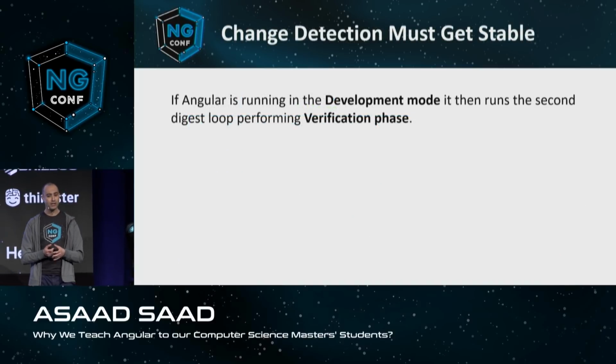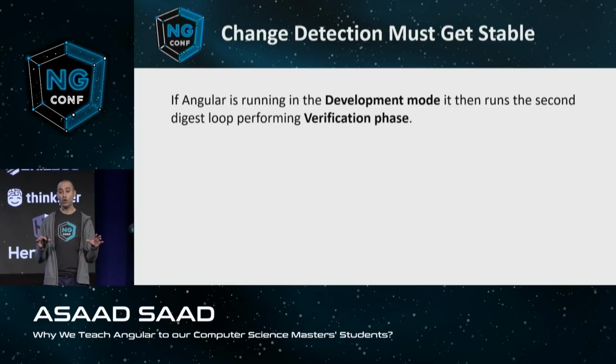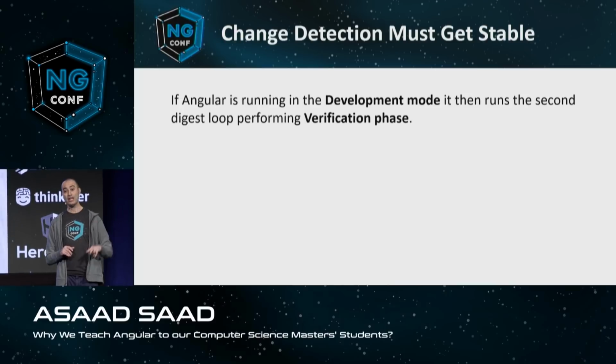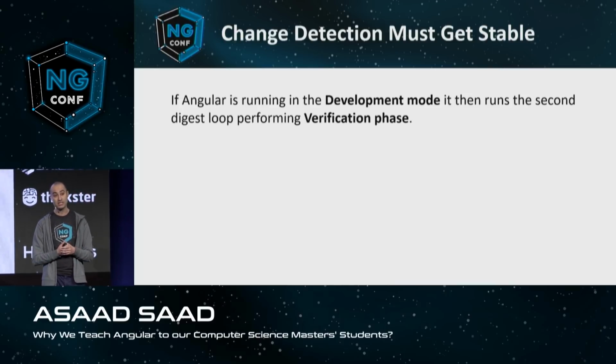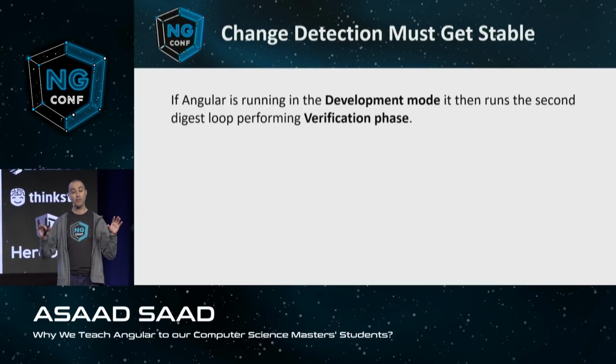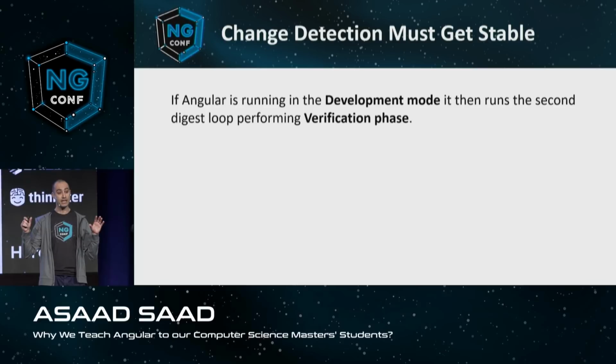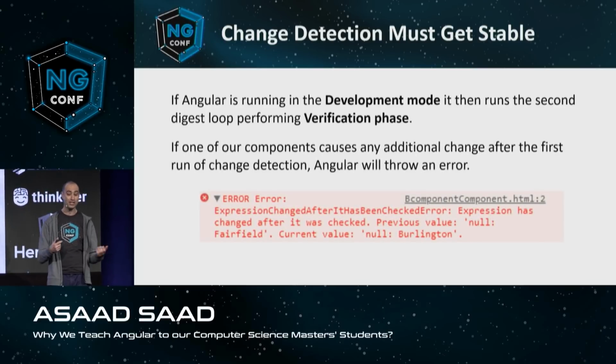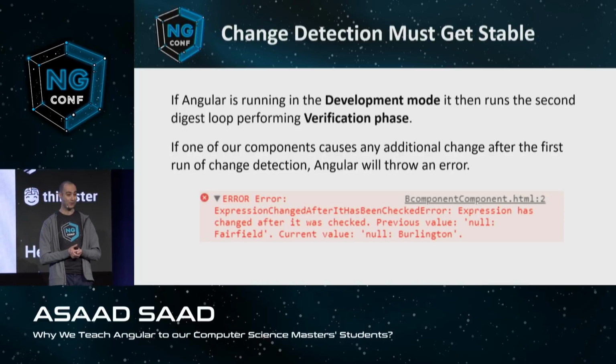Wait a minute. This change detection must happen only once. But in development mode, change detection happens twice. And the second one, we call it verification phase. Angular checks again. If there is a difference between the DOM and your component state, it gives you the famous error, which is ExpressionChangedAfterItHasBeenChecked error.